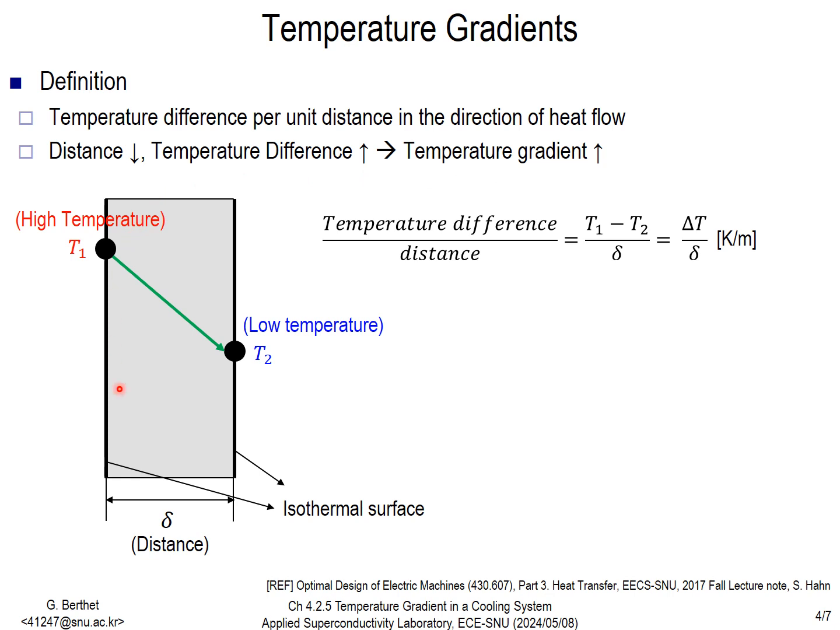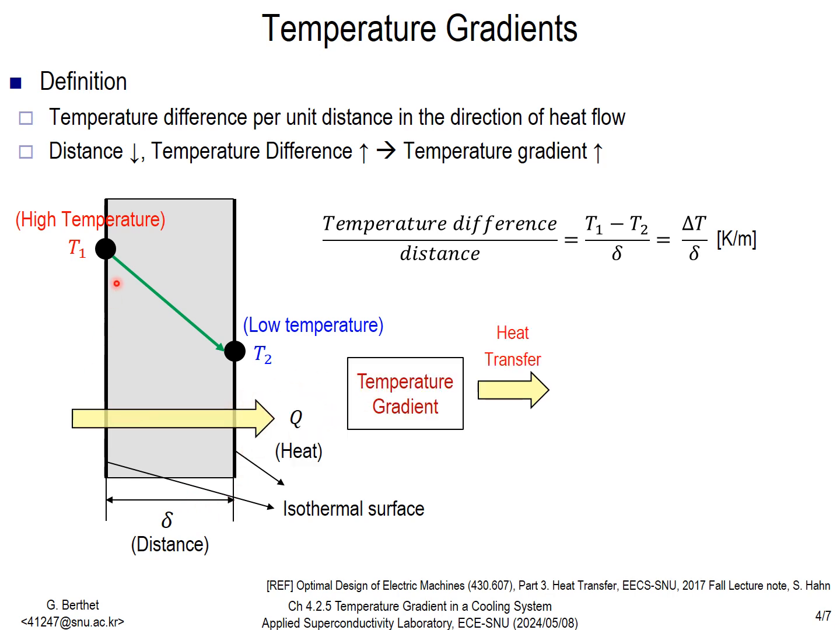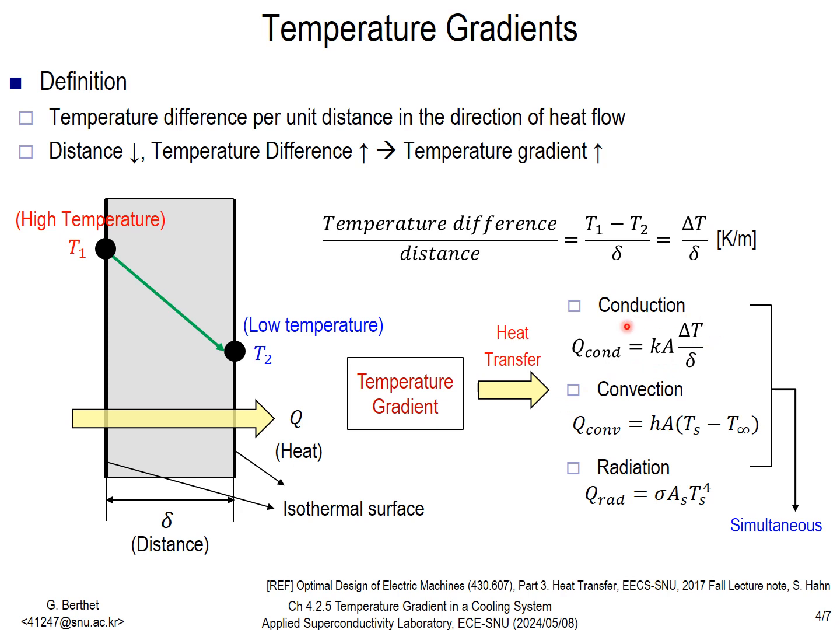On the left-hand side graph, we have a difference in temperature between the left-hand side of the wall, T1, and the right-hand side of the wall, T2, separated by a distance delta. This is a thermal gradient, therefore heat is going to flow from the higher potential, T1, to the lower potential, T2. The heat transfer equations for each type are as follows.